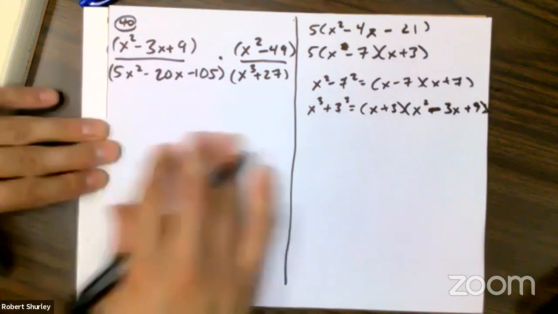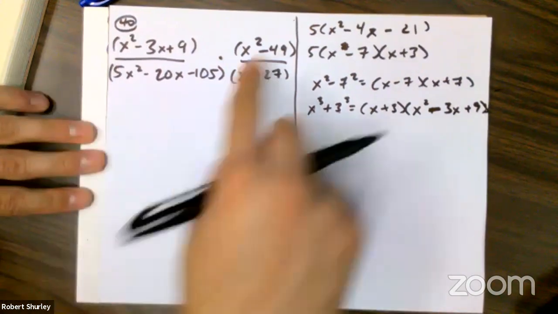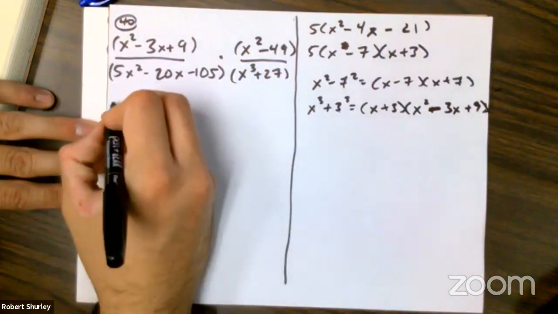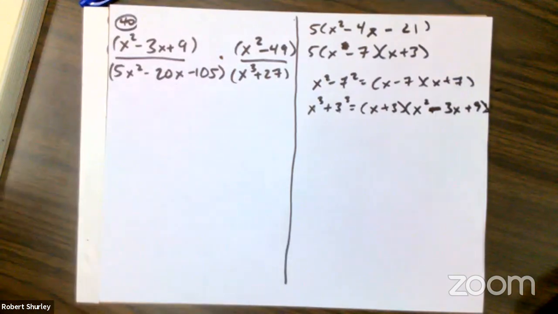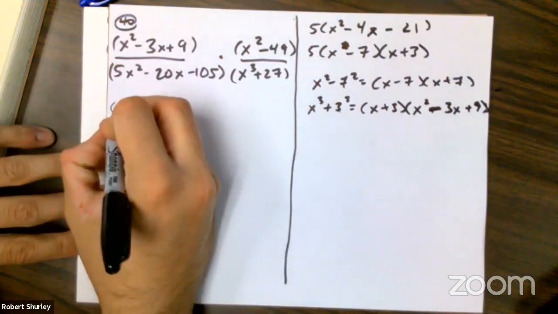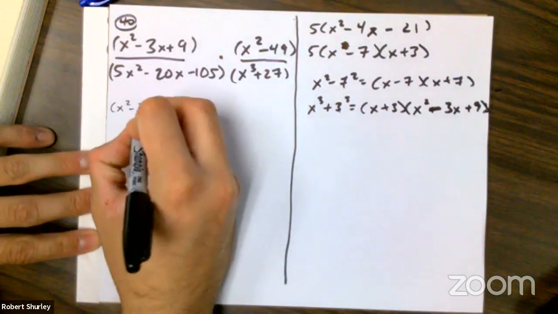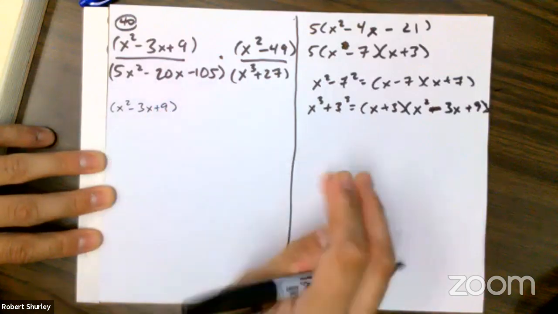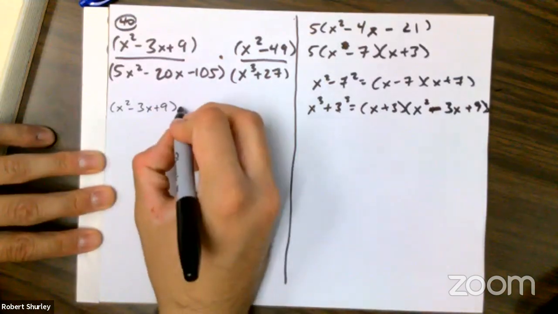Okay, so if I'm going to write this out factored, which I shouldn't have cut my page off here. Let's use a tighter marker. I think this one will be a little tighter. So we'd have x squared minus 3x plus 9. Can you guys still see that? Yeah.